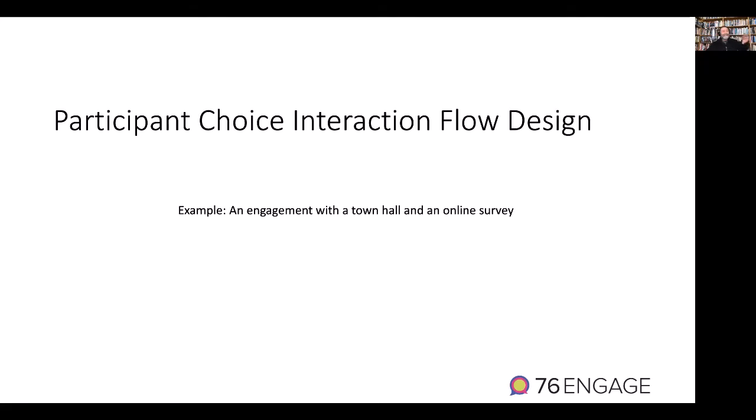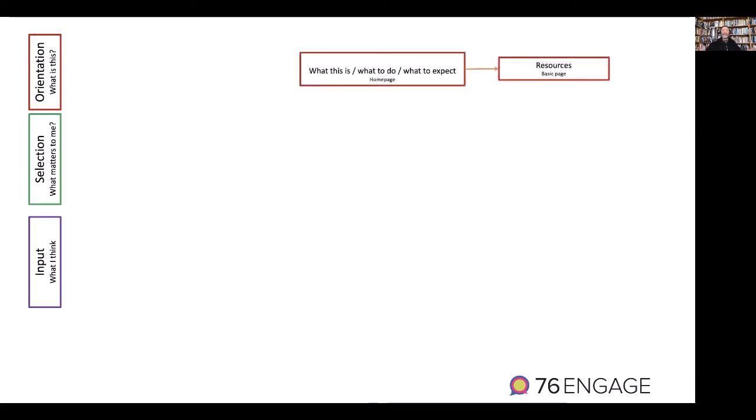So when designing something, I'd suggest you think about it as a participant choice interaction flow design, not just an architecture for the site, but you're designing a flow. Let's say you had a site with a town hall and an online survey. Remember I talked earlier about those 3 steps I go through? What is this? Why should I care? And now let me give you my input. Well, if you were designing, the first thing you do is answer the bare minimum at the top on your homepage. What is this and what can you expect? That's all you have to do.